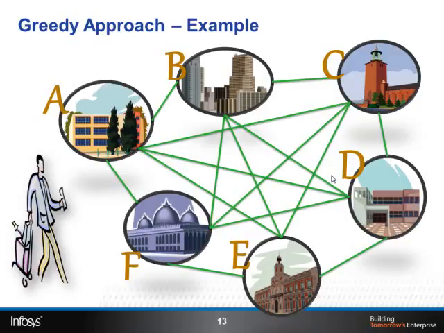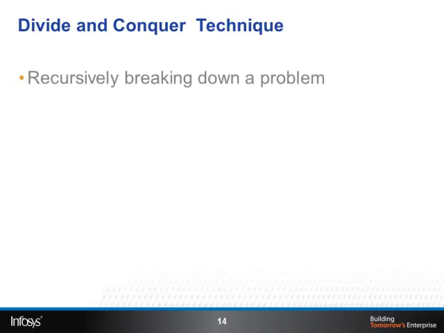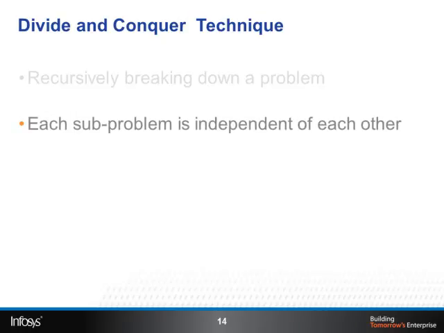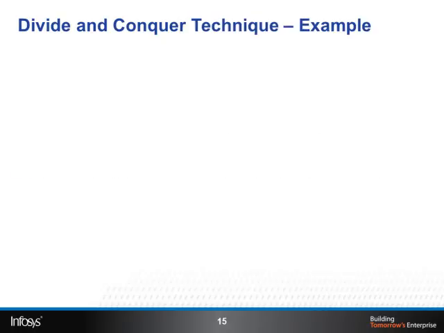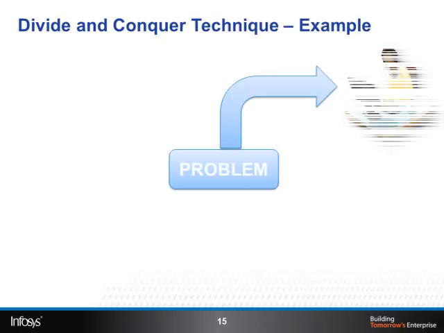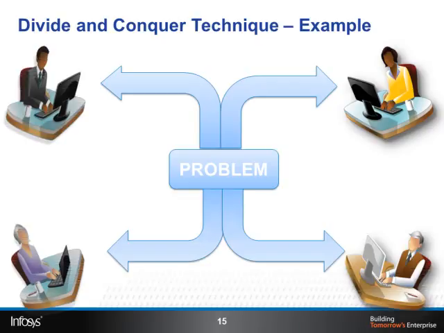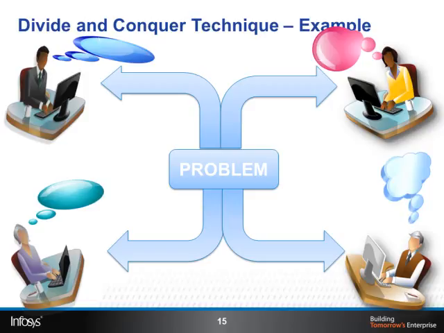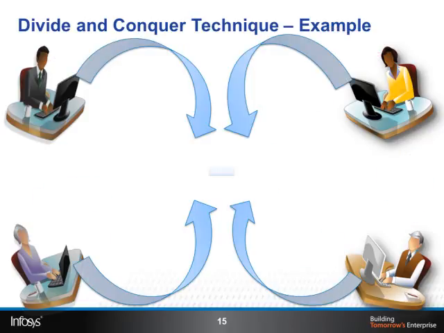In the divide and conquer technique, we recursively break down the problem into subproblems, each of which is independent of each other. The solutions to these subproblems are combined to obtain the final solution. For example, a problem is divided into independent subproblems and each task is assigned to a person. Then each person applies logic and finds the independent solutions, which will then be combined to obtain the final solution.